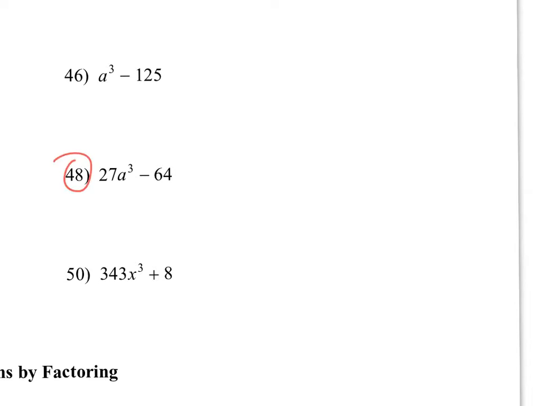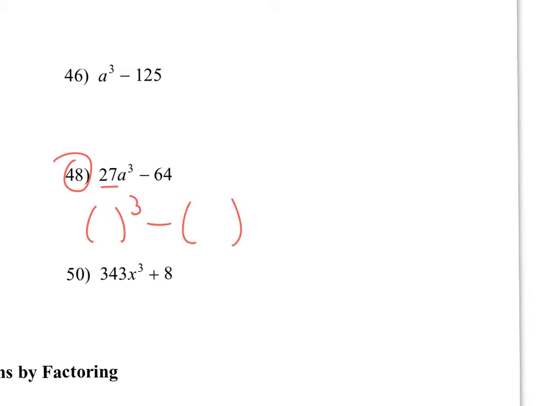Okay, let's look at 48 here. Okay, so it's two terms. I can't factor out a common factor. On these, you might have to factor out a common factor first and then be left with a sum or difference of two cubes. But I notice this is a perfect cube. What do I cube to get it?